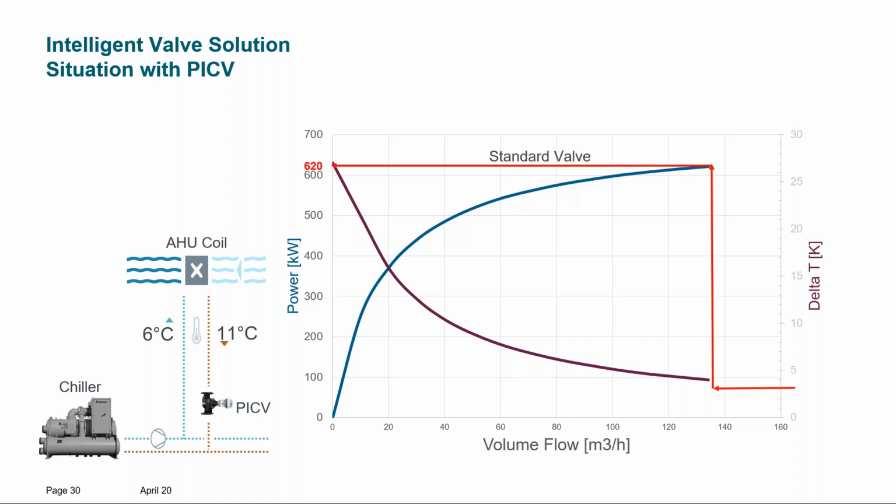And if we don't limit to the design point, but allow each and any volume flow with the standard valve, basically based on the pressure situation in the plant, we will go down to 4K delta T or even lower. With the PICV, we have the first step achieved. With the PICV, we guarantee that we have not more than design flow over the coil. And with the design flow, we have achieved at least, in this example, 5K delta T and the design power of 600 kilowatt.